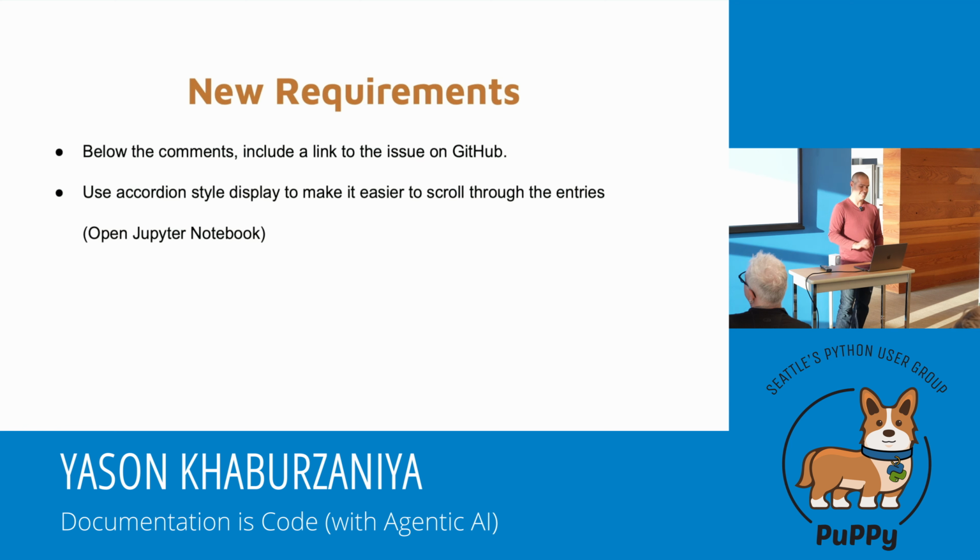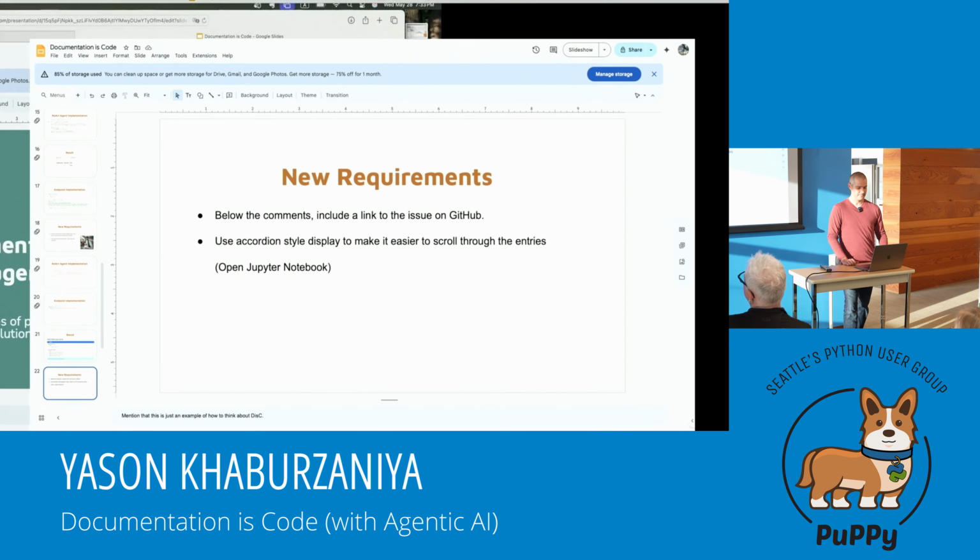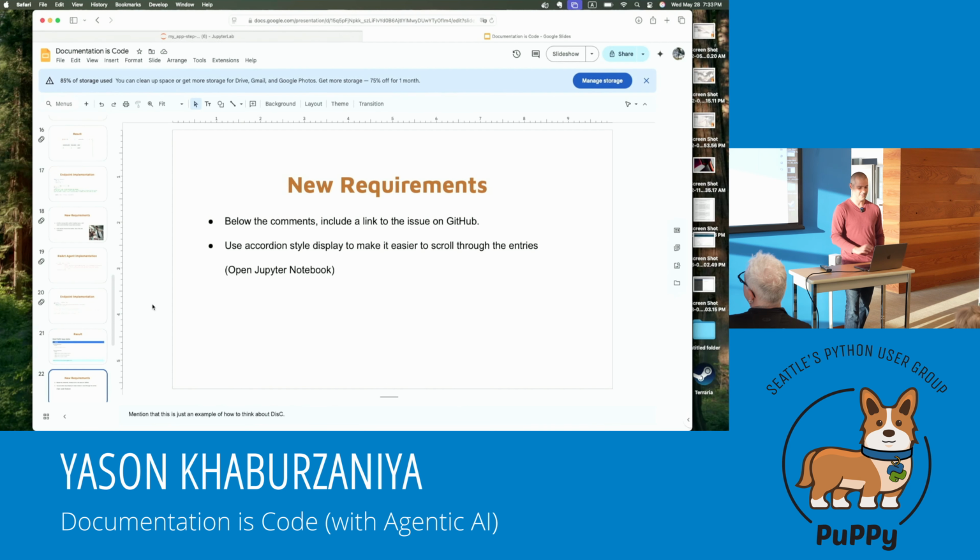We're still going to go with this a little bit and see what we can do with just modifying a little bit of the requirements. We're going to add new requirements: we need a link for our GitHub, and to use accordion style to make it easier to navigate. So we're still going to do the contrived example.